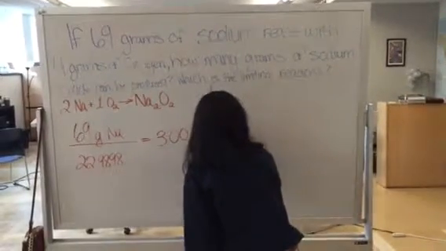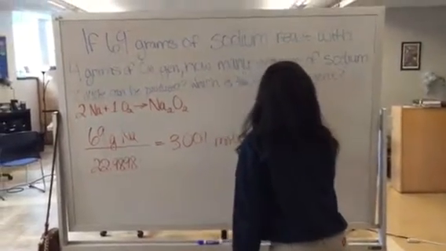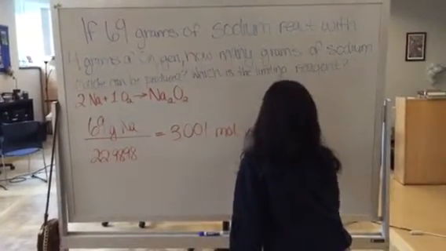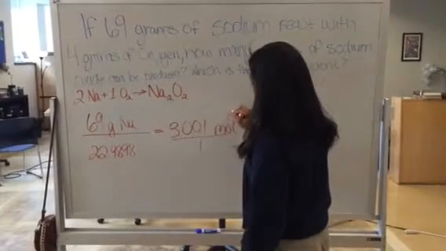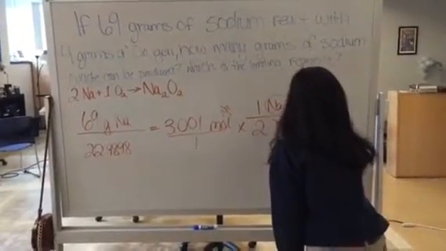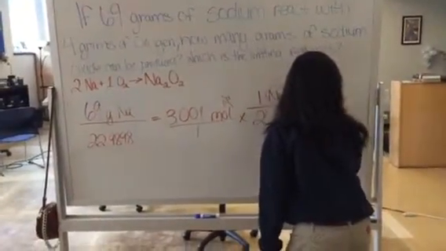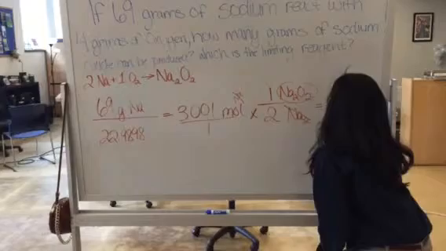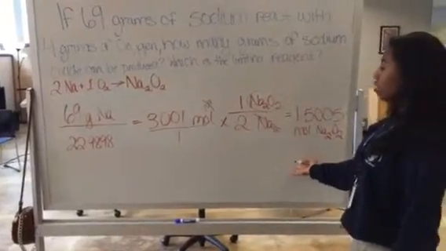And then you want to multiply that by the mole ratio. The mole ratio would be 1 Na2O2 over 2 Na. Because this is basically over 1, and this will be Na, these two cancel out. And this is what you're trying to find. So you do equal, this is going to be our unit, you do equal 1.5005 moles of Na2O2.